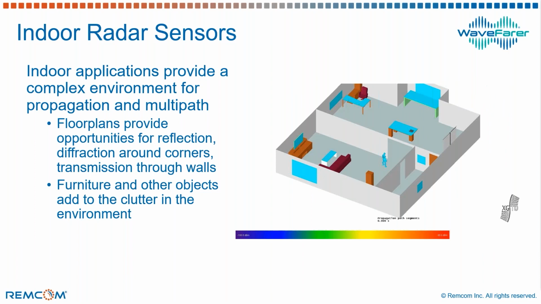Now, when we look at an indoor scene, the interactions are a little bit different. We have a lot of interactions with walls, furniture. We could be scattering on things, diffracting through doorways, and even transmitting through a wall. So in this indoor case where we have a sensor in the corner that's going to view a person.